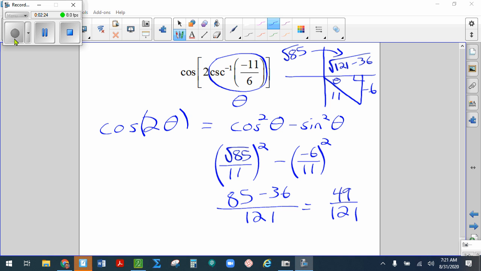And that's it for this one. So again, recognizing it as cosine of 2 theta, that's the trick.